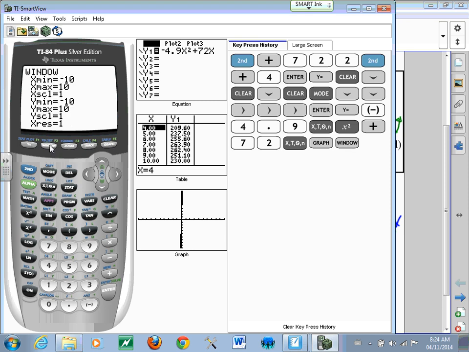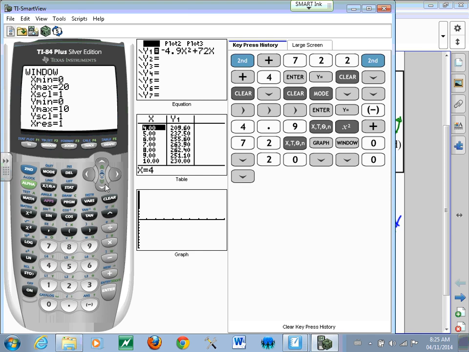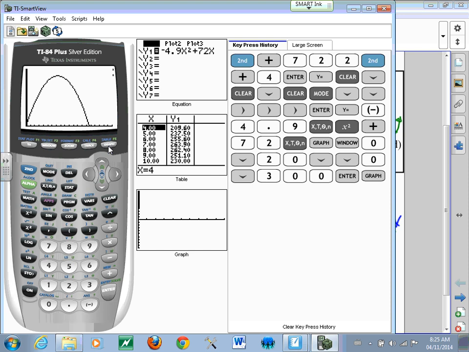Taking a look at x, x deals with our time in seconds. I'm not worried about negative seconds, so I'm going to go 0. Roughly how long do you think it takes for the rocket to get up in the air and down? I don't know, let's say 20 seconds. Again, this will adjust until we can figure it out. Minimum height, I'm not going to worry about negative height. And maximum height, I don't know, let's just say 300. Let's be generous with this. Now I'm going to press graph. And notice I've got a nice quadratic parabola there. All right, so that's the vision we want.